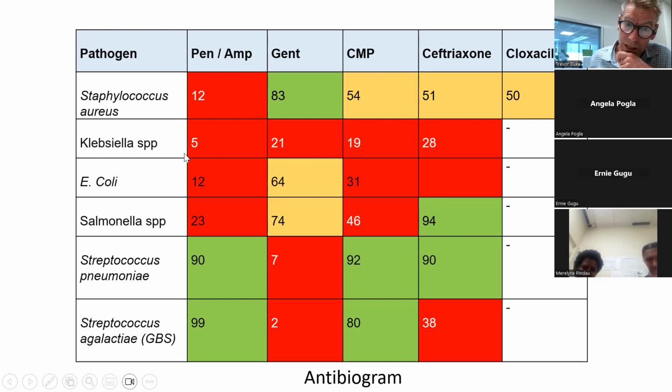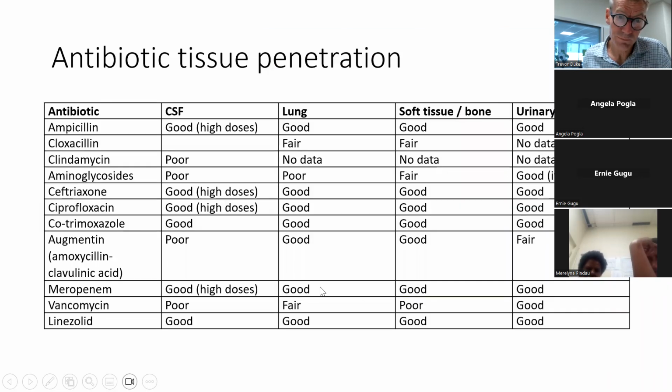Klebsiella, as I mentioned, has become resistant to most of the standard antibiotics that have been used. E. coli still retains some susceptibility to gentamicin. Salmonella species maintain some susceptibility to gentamicin and ceftriaxone. These sorts of antibiograms differ from hospital to hospital, but roughly there is a trend towards more red and less amber and less green as resistance rises.